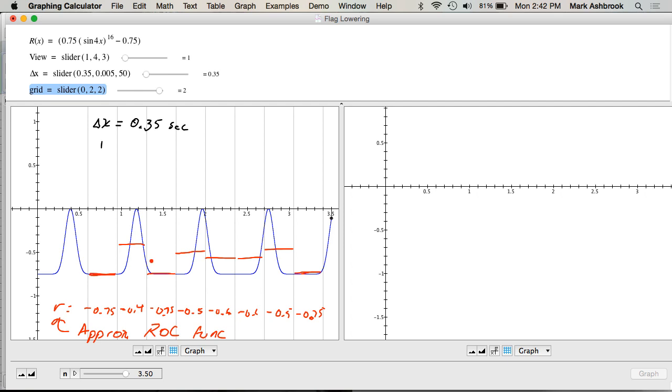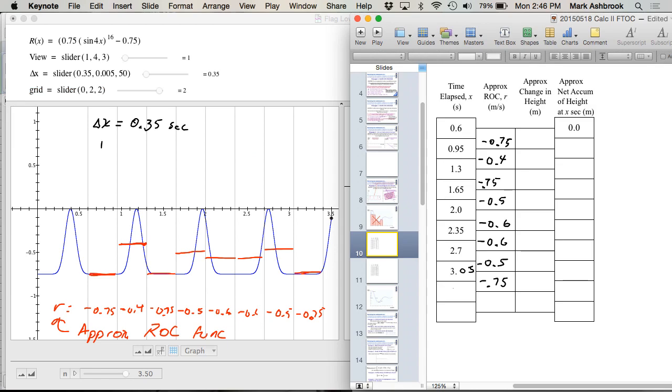Okay? And then we come into interval number 2 here, and what do we say? Negative 0.4. So then how would we find, I want to know the net accumulation of height according to the red function at 1.3 seconds. So I want you to explain to the person next to you, how would you find the net accumulation of height since 0.6 seconds at 1.3 seconds? Explain to the person next to you. Somebody new.